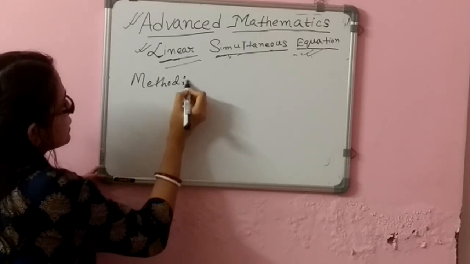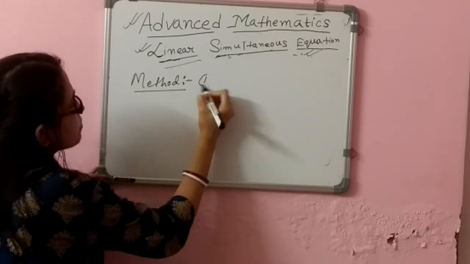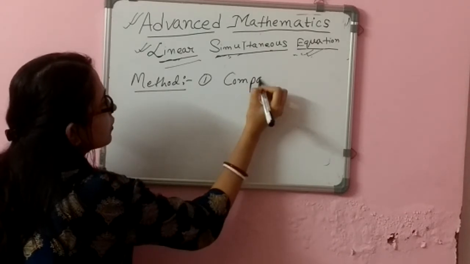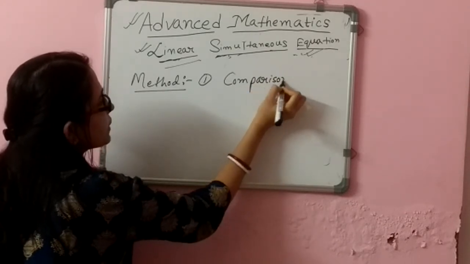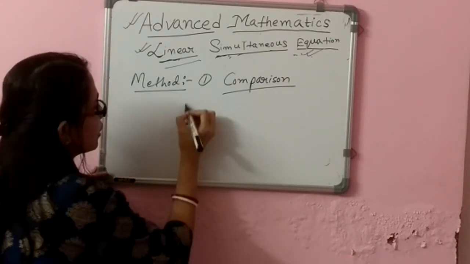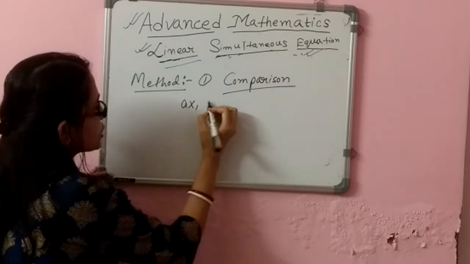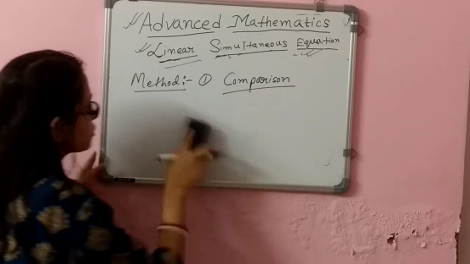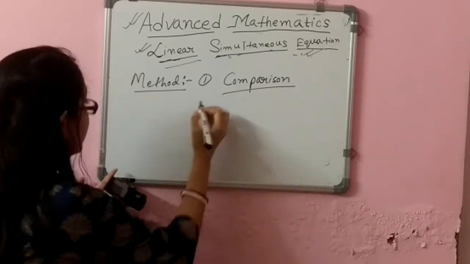So let me discuss the first method. The first method is comparison. Fine, comparison. We have to compare. This was the general form. We know the general form, right? So let us take an example.